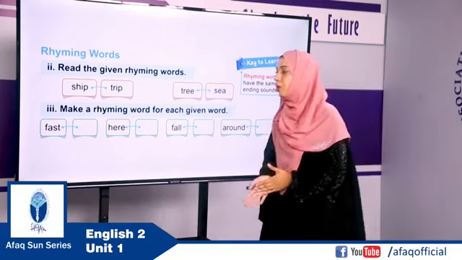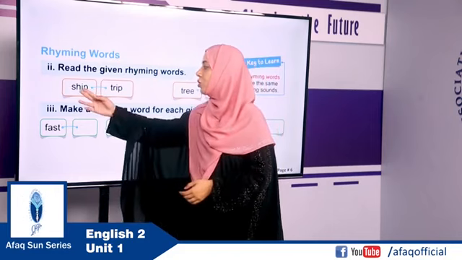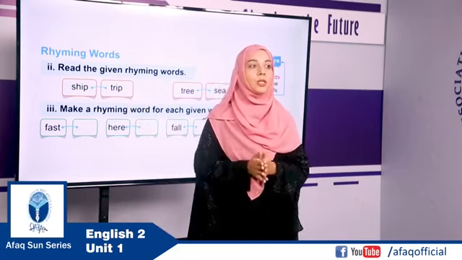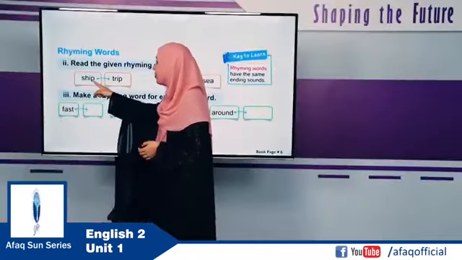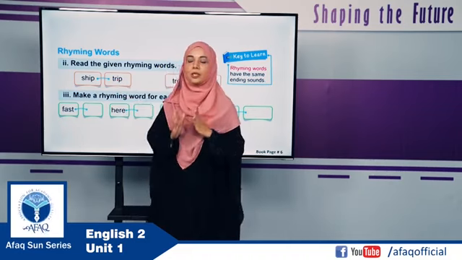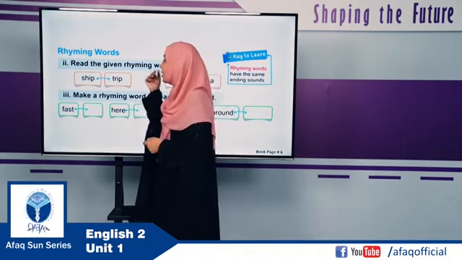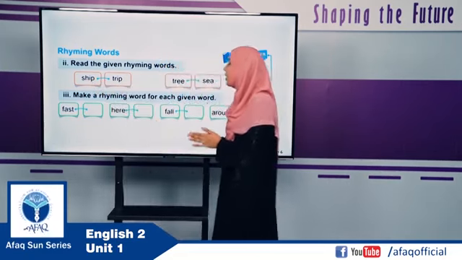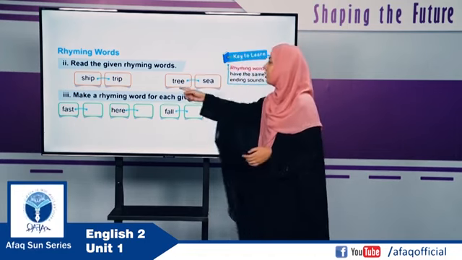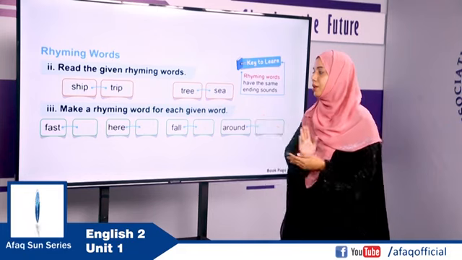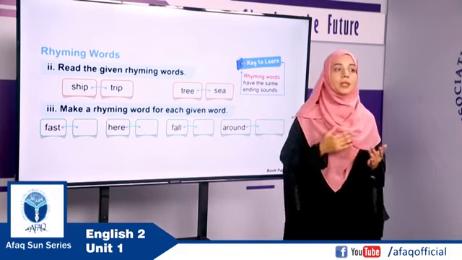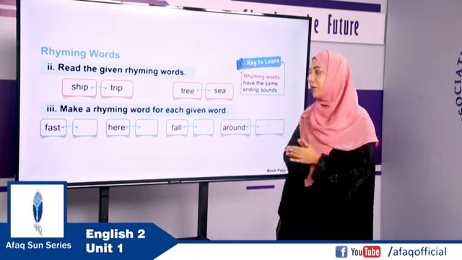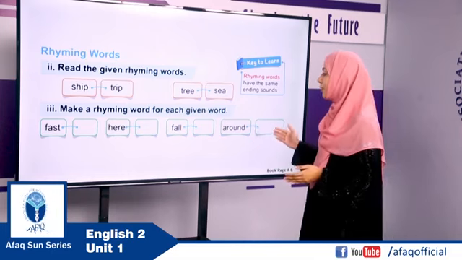For example, let's look at these words. Ship, trip. These are words with the same ending sounds. Ip, ip. This sound is the same in both words. Now listen to these words again carefully. Ship, trip. Very good. Now let's read the other example. Tree, sea. The sound that is common in both these words is E. Tree, sea. Very good.